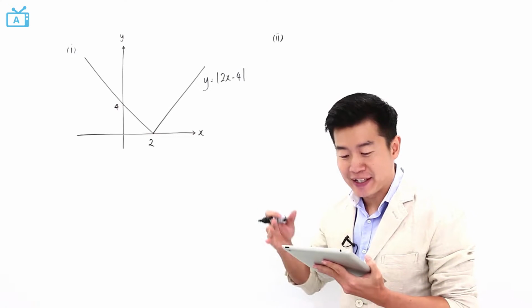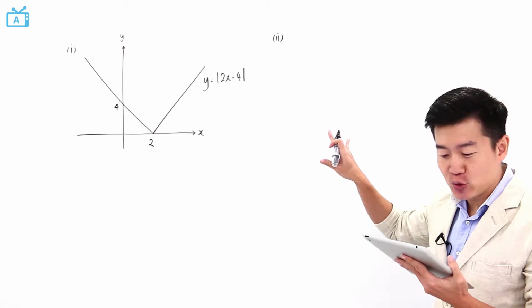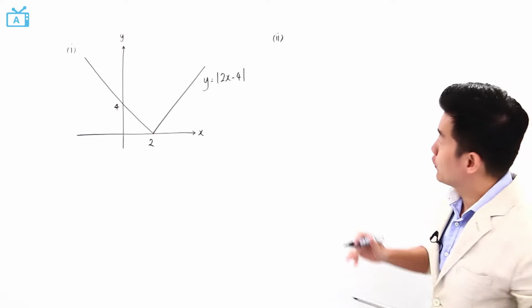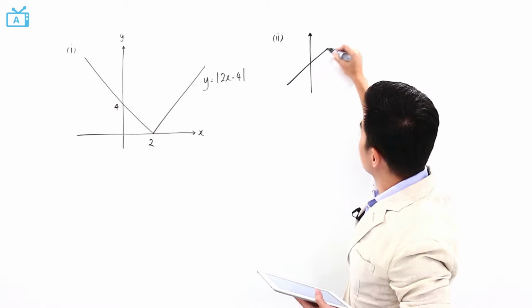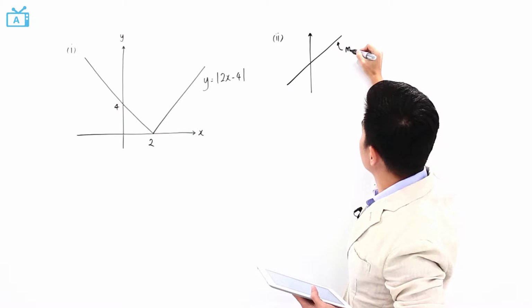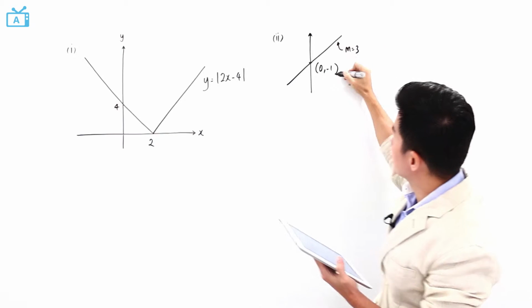We have a line with gradient m and it passes through the point (0, -1). And in part 2 of the question, we are given that m is equal to 3. That means we are having a line where the gradient is a positive gradient. So m here is equal to 3 and it passes through the point (0, -1).